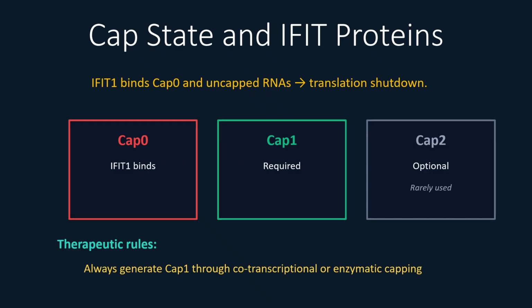So the cap structure is also a major immune checkpoint. Cells use certain proteins to detect RNAs that look foreign, especially those with incomplete capping. Cap 0 RNA is often treated as non-self, and translation gets shut down. So that's why therapeutic mRNA must be properly capped, typically cap 1. Cap 2 exists in nature but is rarely necessary in therapeutics.